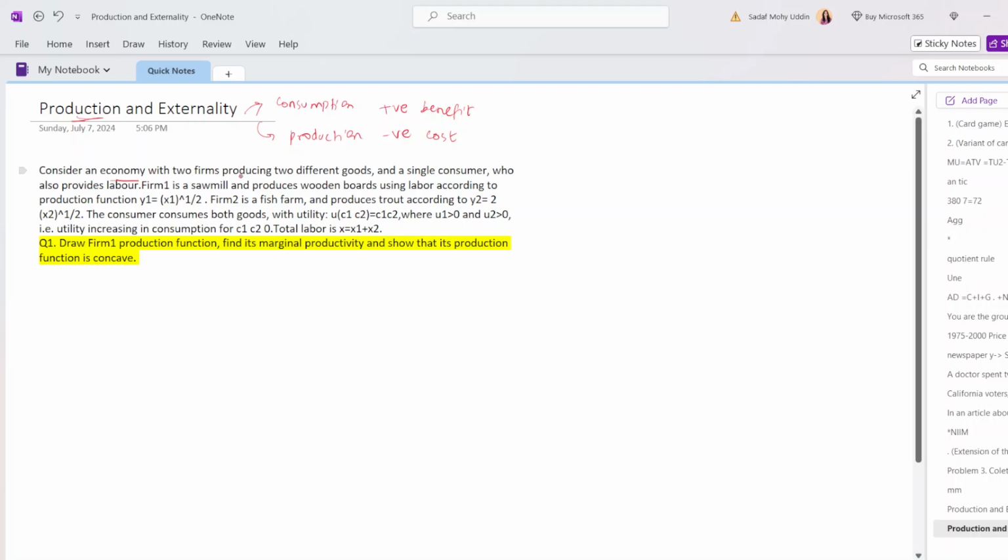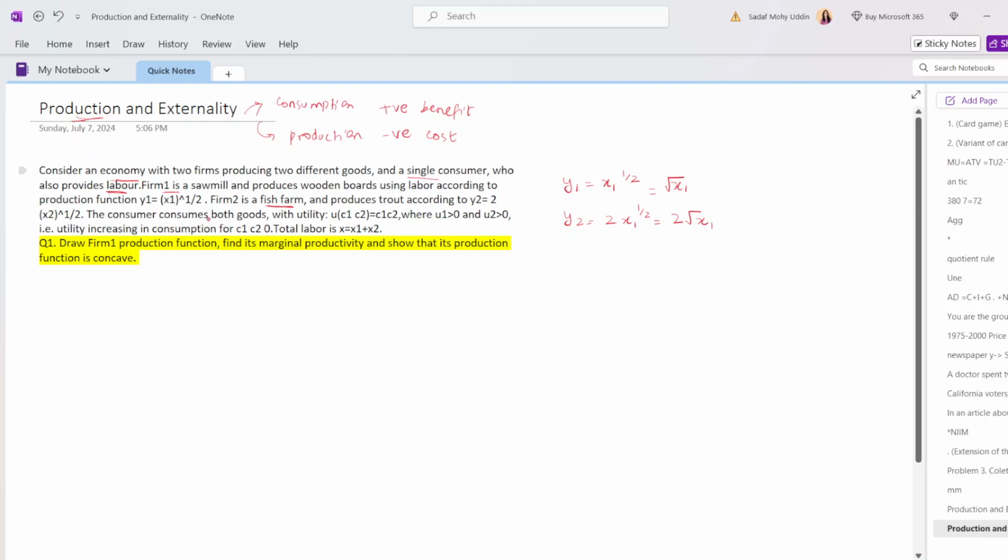Consider an economy with two firms producing two different goods, and there's only a single consumer in this, and the consumer also provides labor in that particular economy. Firm 1 is a sawmill producer, and Firm 2 here is a fish farm producer, or they produce fish. Production function of Firm 1 here is x1 with the power of 1 over 2, or I can also write it down as square root of x1. And production function of the second firm is 2 times x1 with the power of 1 over 2, I can also write it down as 2 times square root of x1.